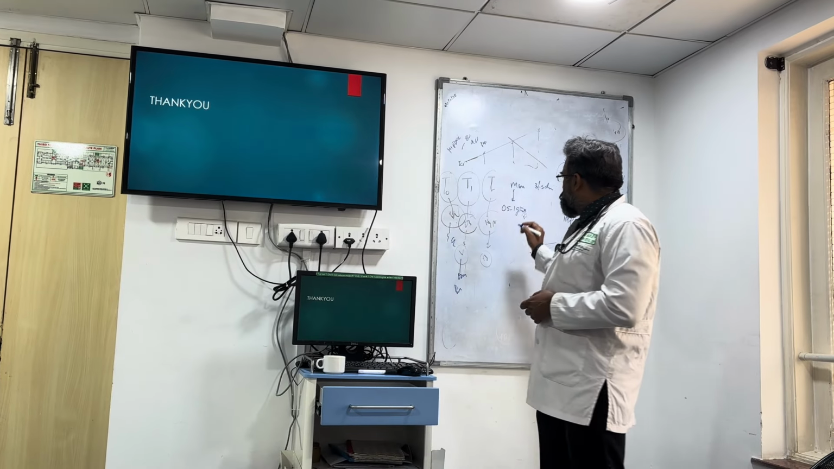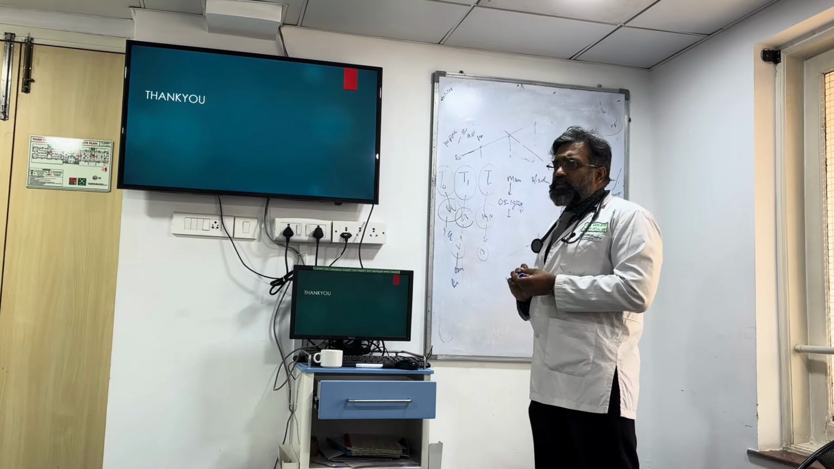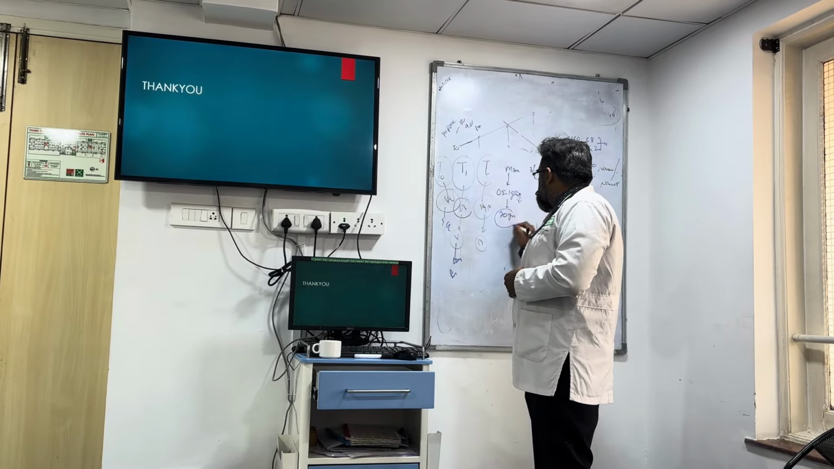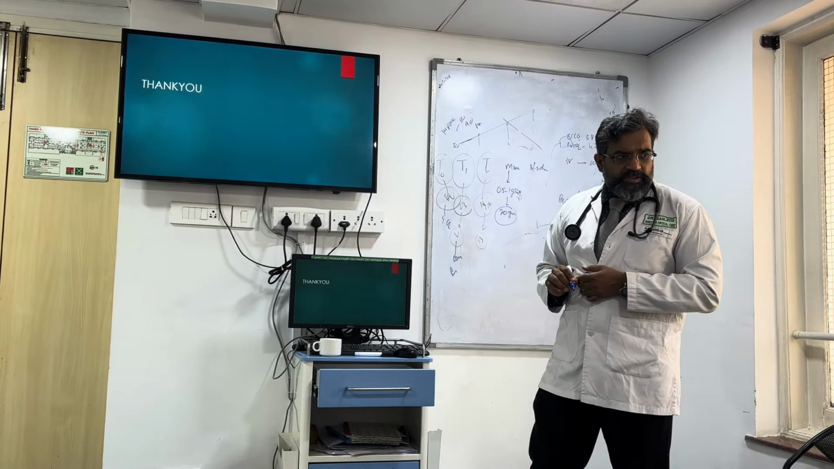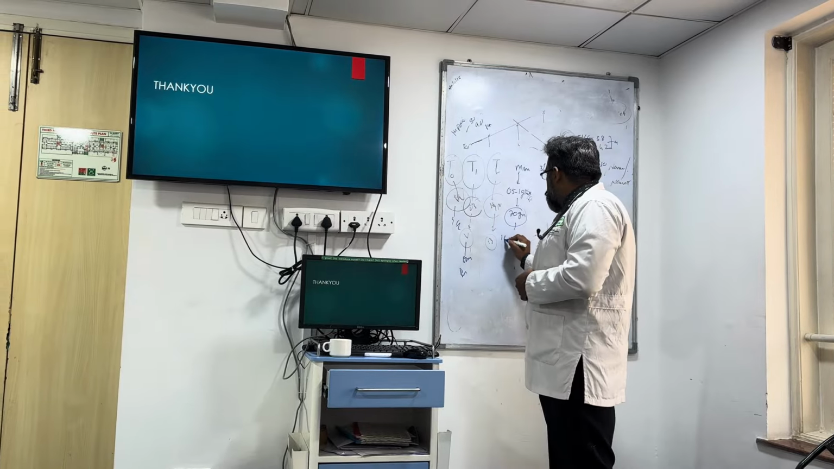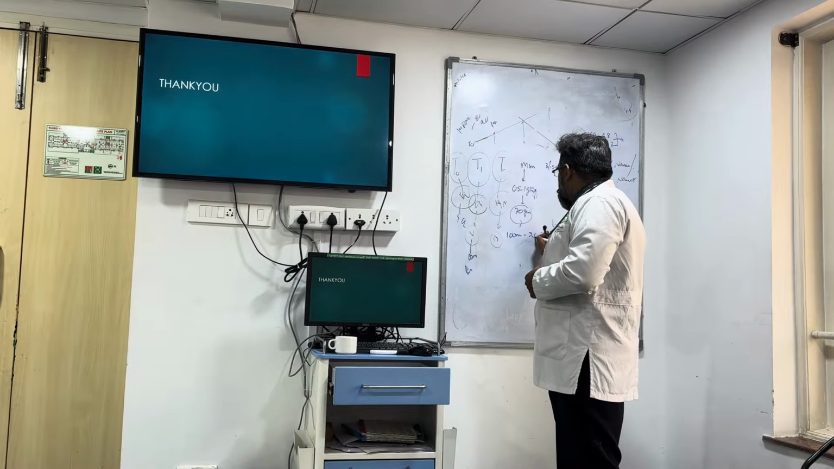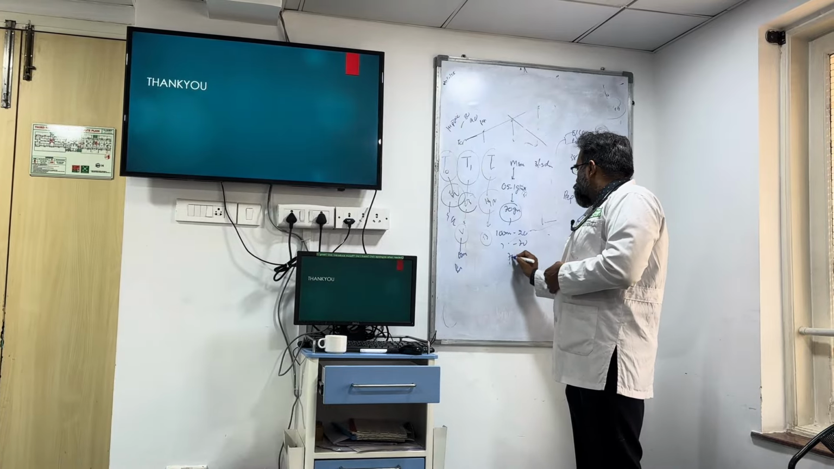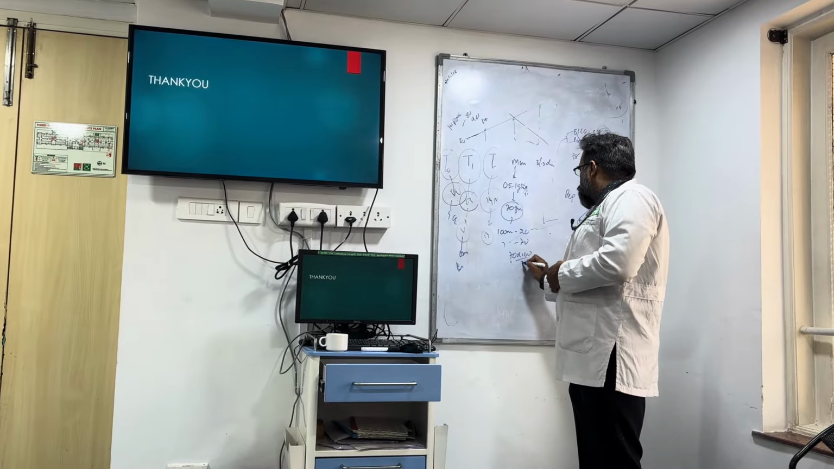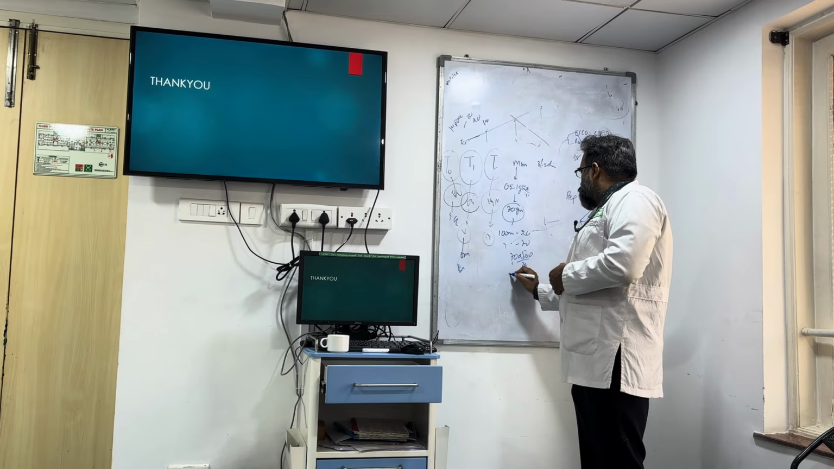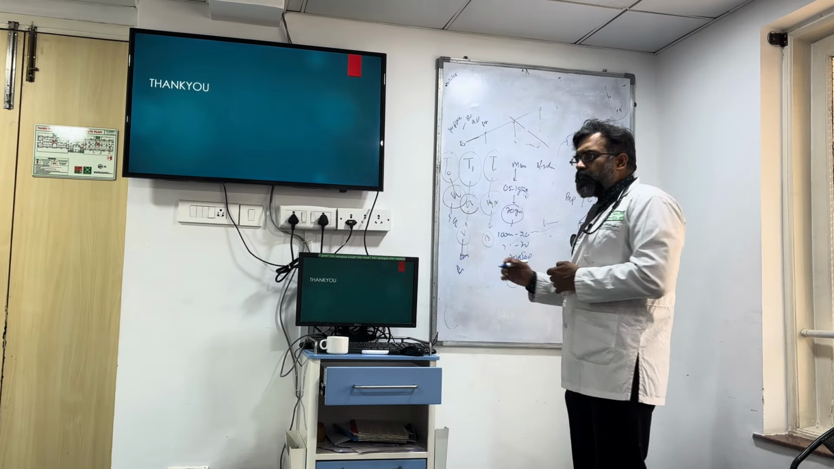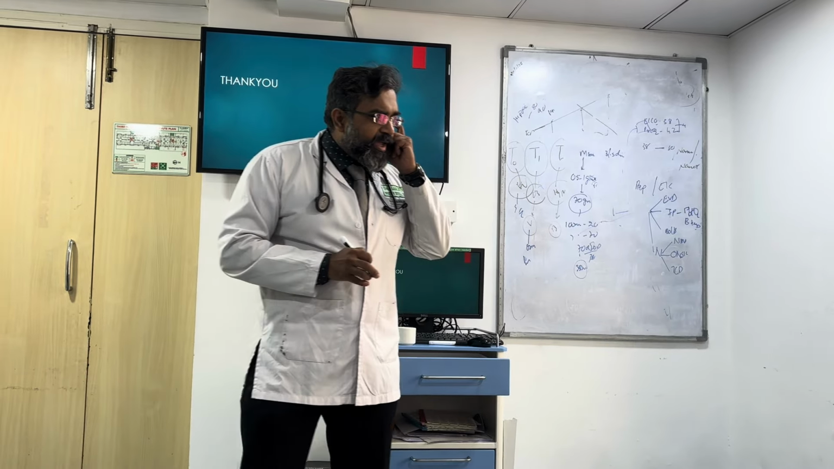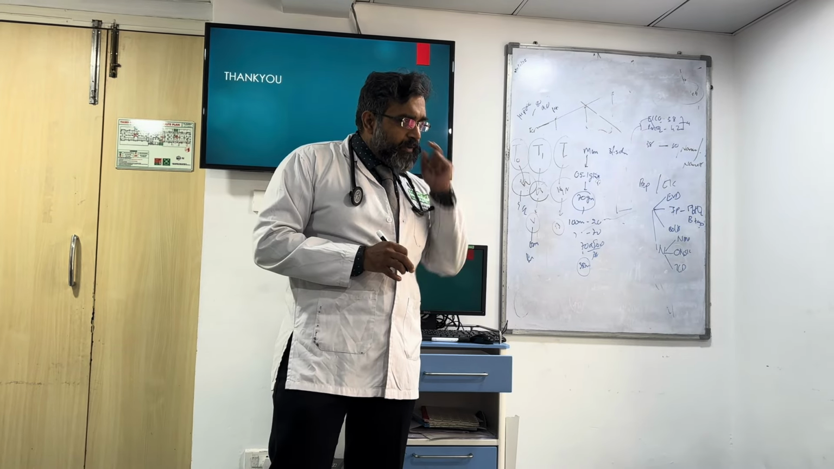1 gram per kilogram means if I'm a 70 kilo individual, it is going to be 70 grams. Each 100 ml of mannitol contains 20 grams. So for 70 grams, how much do I need to give? 70 into 100 divided by 20, 2 5s are 10, 350 ml. It is 350 ml of mannitol that has to be given quickly.